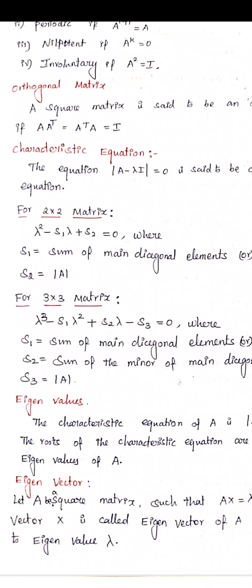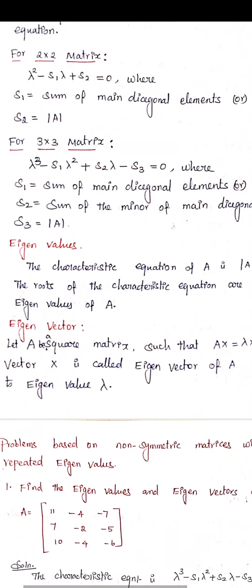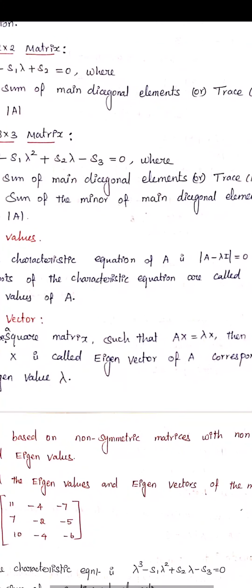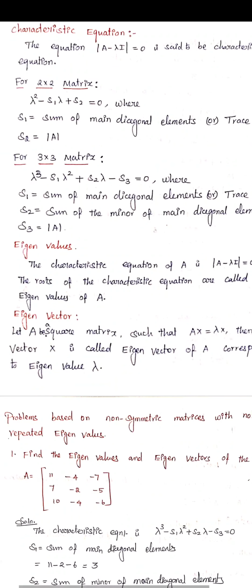For a 3 by 3 matrix, the characteristic equation is lambda cube minus S1 lambda square plus S2 lambda minus S3 equal to 0. Here S1 is the sum of the main diagonal elements or trace of A. S2 is the sum of the minors of the main diagonal elements. S3 equal to determinant of A.